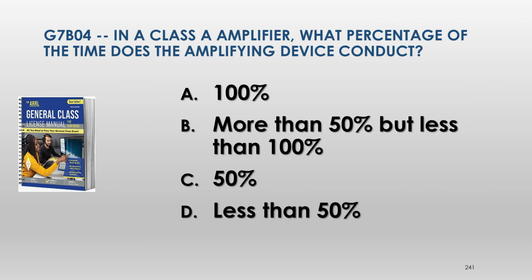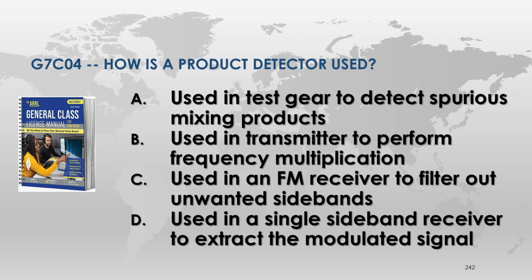Okay, in a Class A amplifier, what percentage of the time does the amplifying device conduct? Class A. That was that top one. Alpha, 100%. Perfect. How is a product detector used? Using a single sideband receiver to extract the modulated signal. Everybody agree? What say ye? You're reading them all. I don't know. I'd go with the other guy. Delta. Product detector was used for the single sideband AM and the CW.